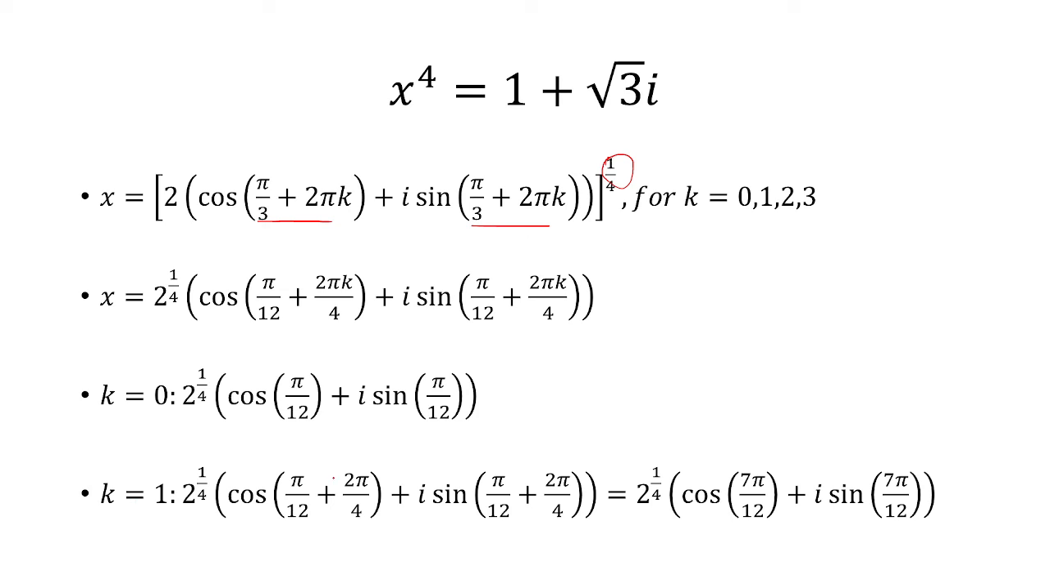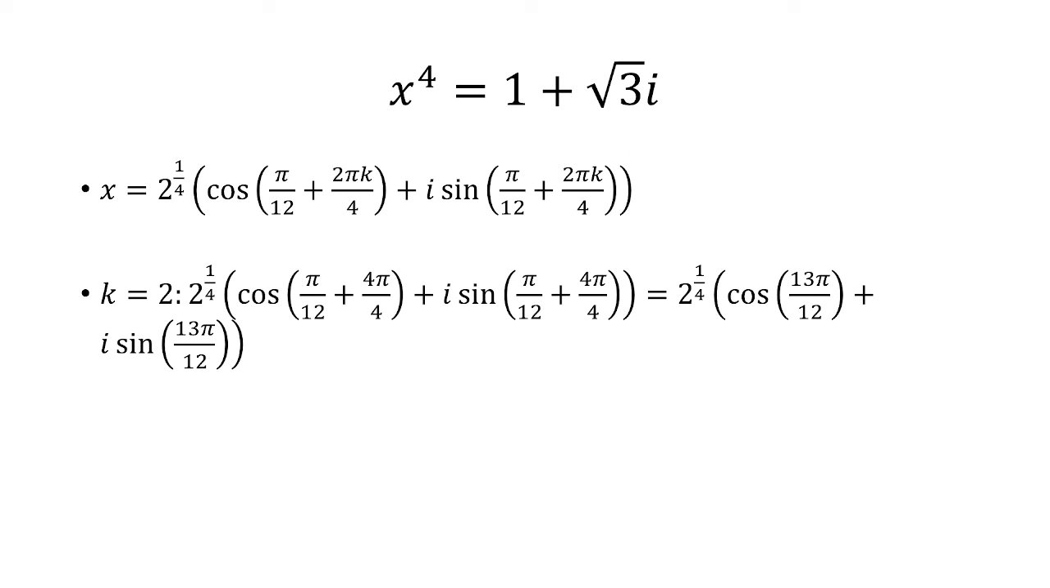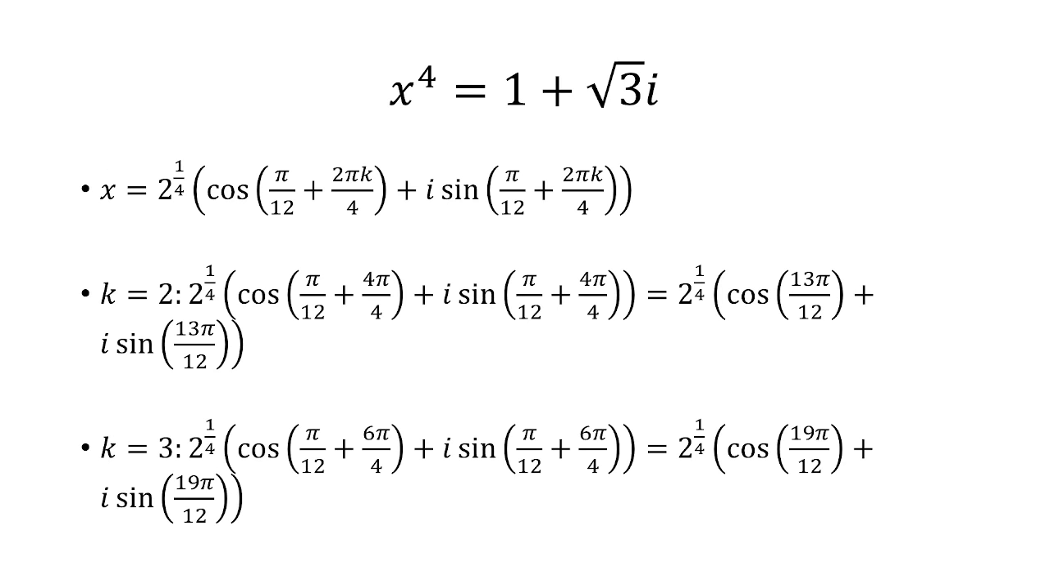And then k equals 1, we add pi over 12 with 2 pi over 4 to get 7 pi over 12. And k equals 2, we add pi over 12 with 4 pi over 4, which is just 13 pi over 12. And then for k equals 3, add pi over 12 with 6 pi over 4, and that's just 19 pi over 12.